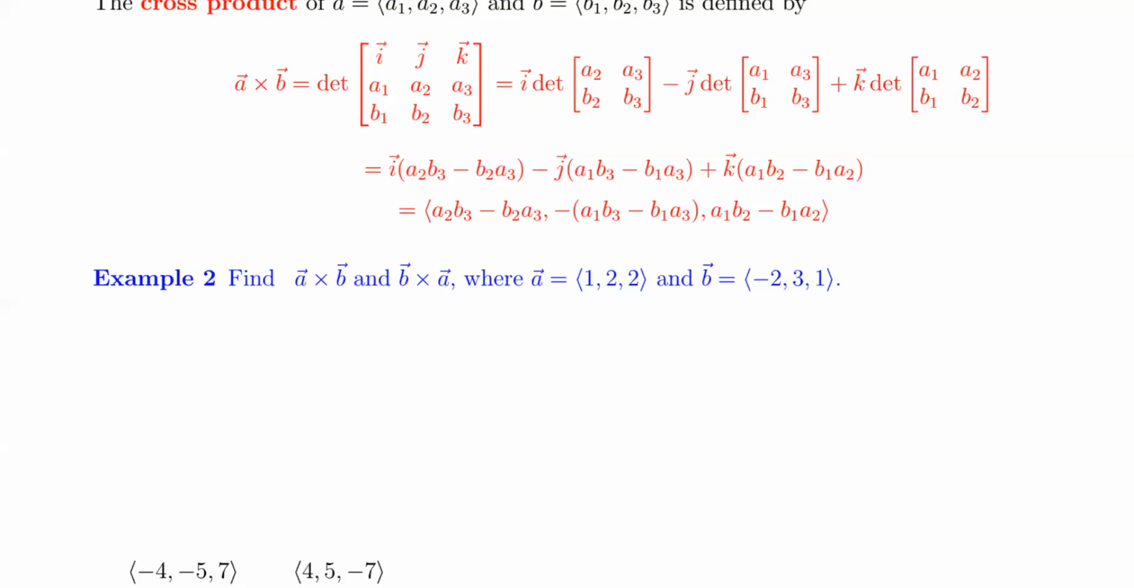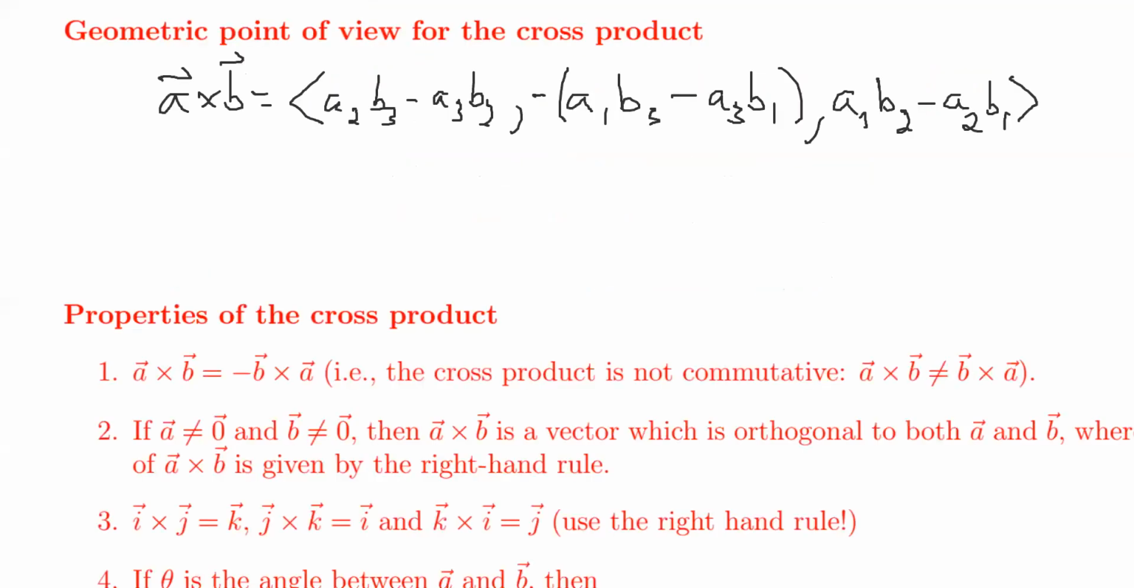In this video, we want to continue on with our discussion of the cross product. Up here at the top, I've already written out the definition of our cross product of some vectors A and B, where A is the vector A1, A2, A3, and B is the vector B1, B2, B3. And again, that was the vector A2 B3 minus A3 B2, comma, negative the quantity A1 B3 minus A3 B1, comma, A1 B2 minus A2 B1. And so that was our cross product.